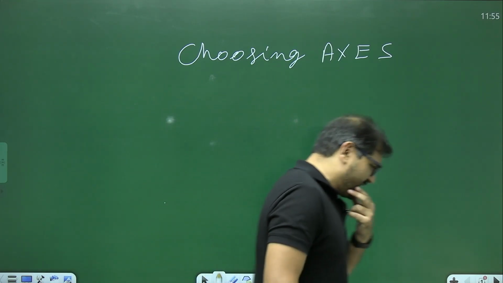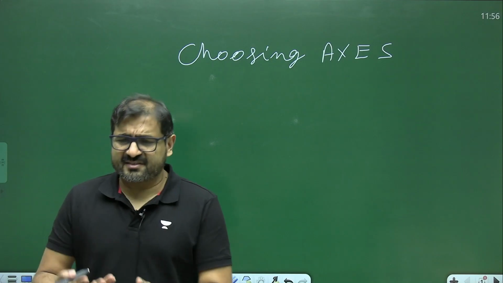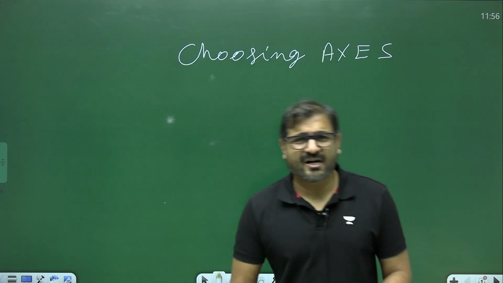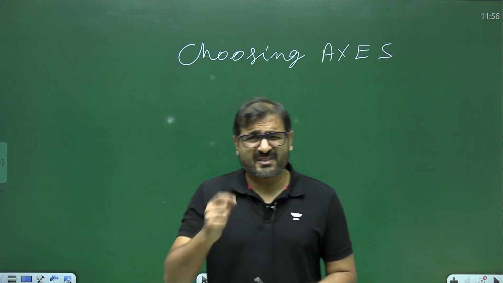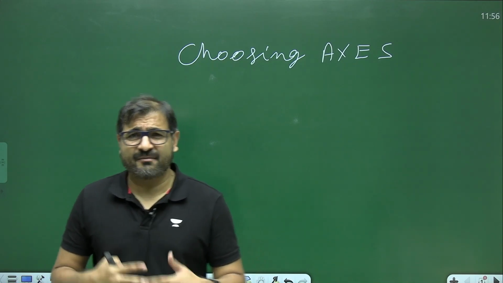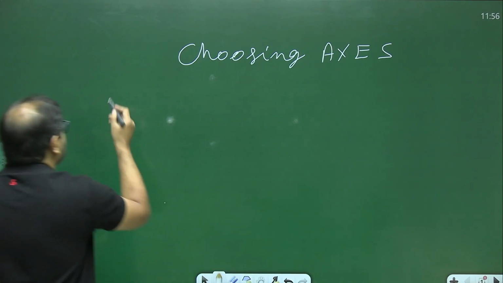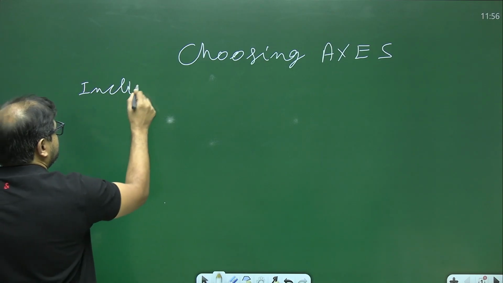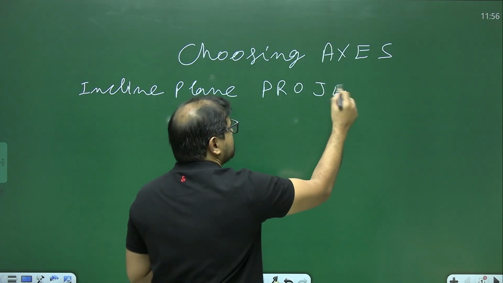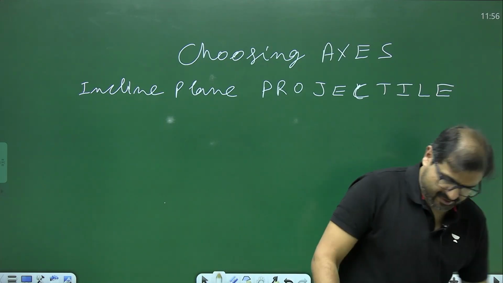What is it that I am talking about when I say choosing axis? So, first introduction of a physics student about axis comes when he encounters problems of projectile motion, and specifically in projectile motion when you come across problems of inclined plane. So, in other words, you may say that I will be talking about projectile on inclined plane. Inclined plane projectile.